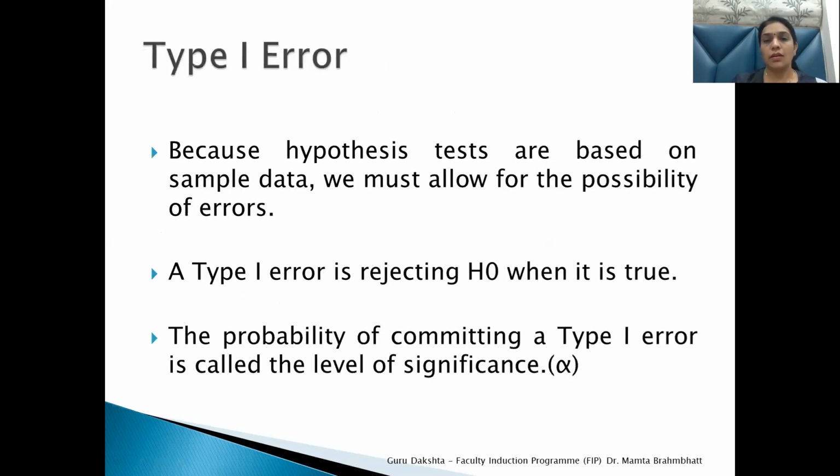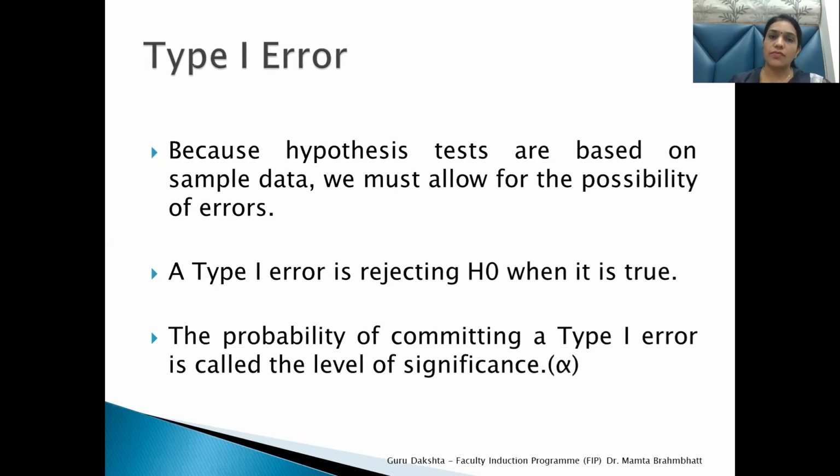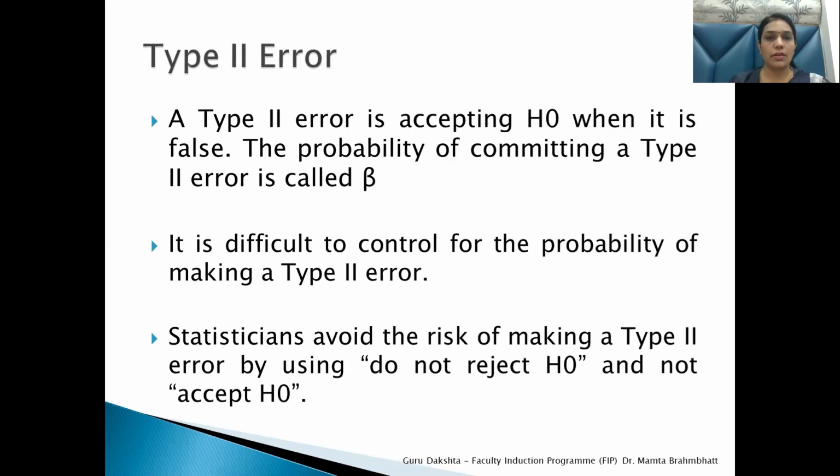Type 1 error: when you do research, there are chances of error, and this error, as a researcher, you need to minimize. Type 1 error is nothing but rejecting H0 when it is true. The probability of committing a type 1 error is called the level of significance, which is denoted by alpha. A type 2 error is accepting H0 when it is false. The probability of committing a type 2 error is called beta. So type 1 error is alpha, type 2 error is beta.